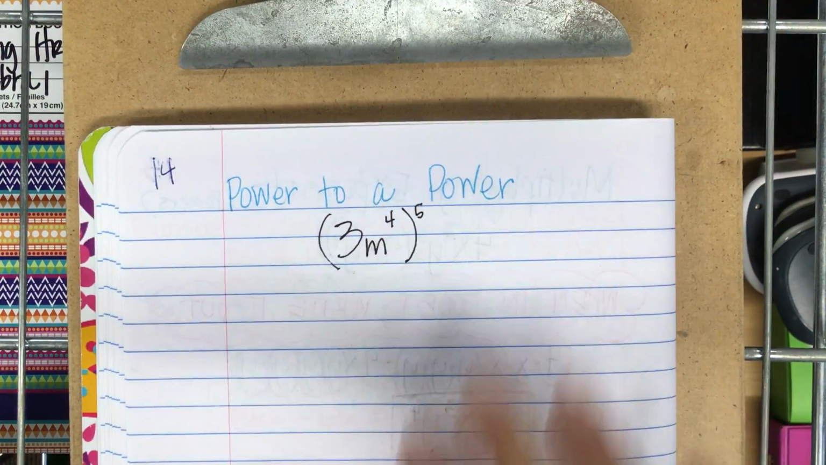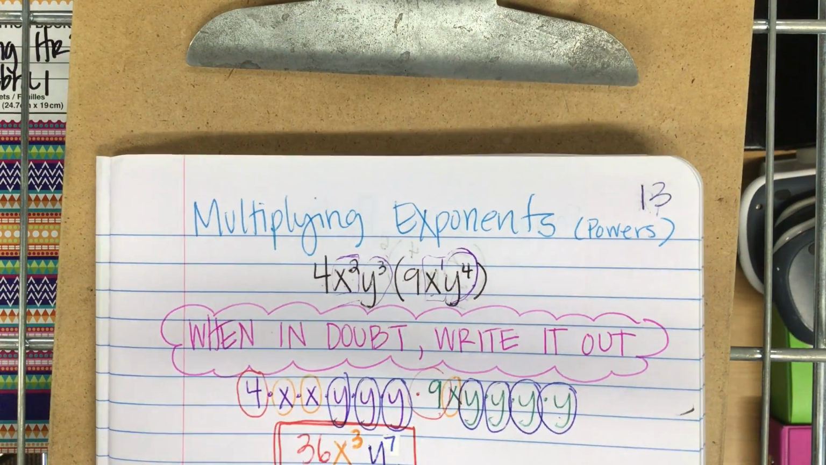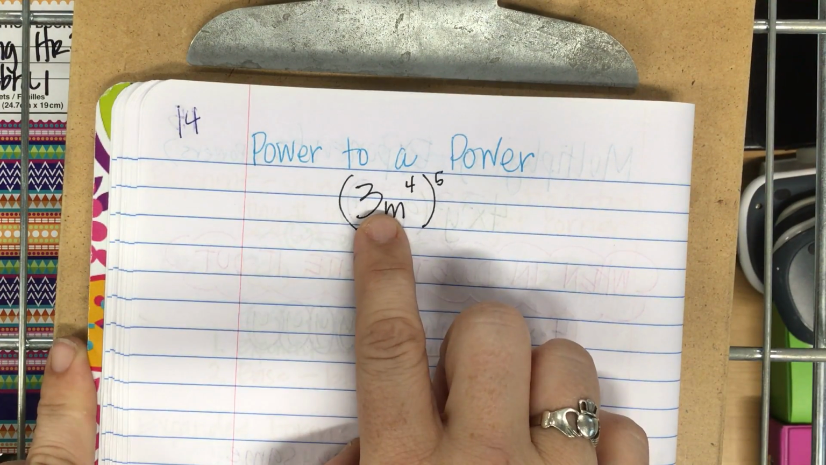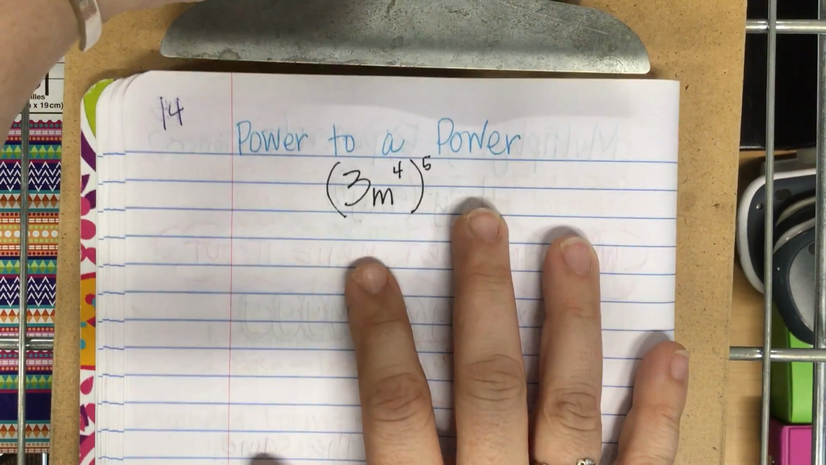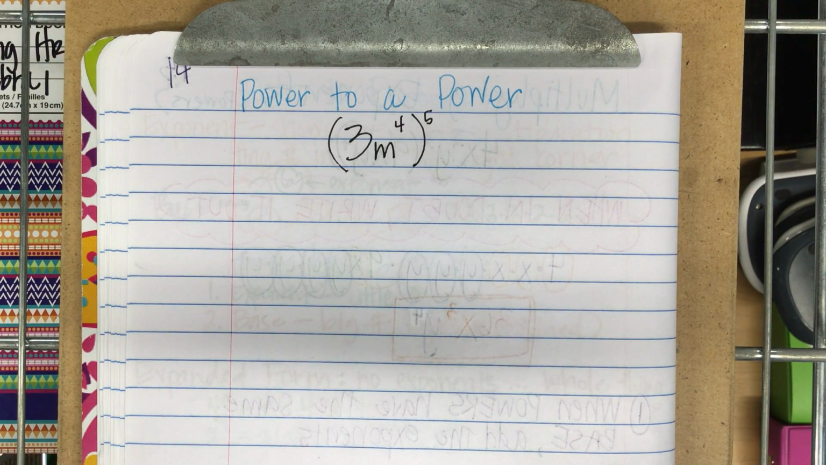Yesterday, we did a power times a power, correct? Yes. Today, we're doing a power raised to a power, which really, exponents are just repeated multiplication, right? So we can use the same trick, expansion, as yesterday.